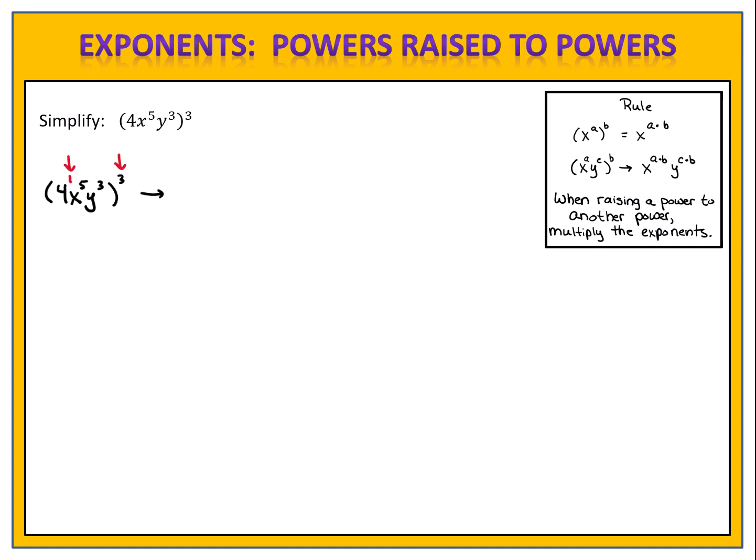We'll begin by multiplying the exponent on the base of 4 with the outside exponent of 3, so 4 to the 1 times 3.